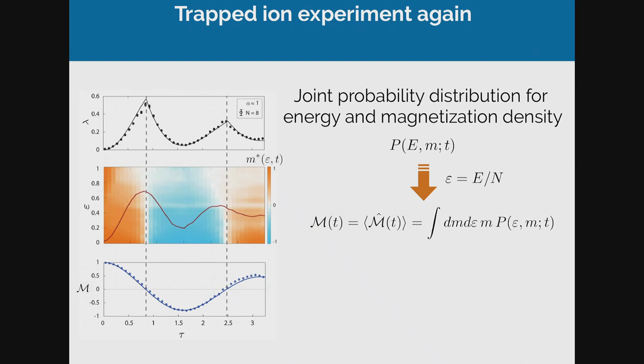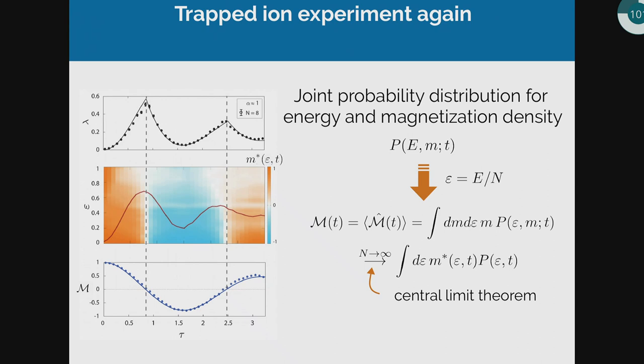Coming back here, the fact that we have this joint probability distribution allows us to express the mean value of the magnetization during dynamics. By the way, this is the one which is plotted here, over time. This one here is given by this expression, okay?